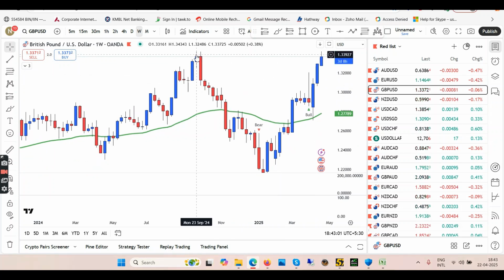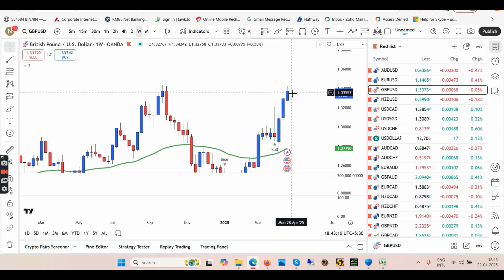For example, in the last weekly high, if you see this one, it was a trend reversal. So two possibilities in the weekly. After this week, it will be either a trend reversal or a pullback and then the continuation of the uptrend.